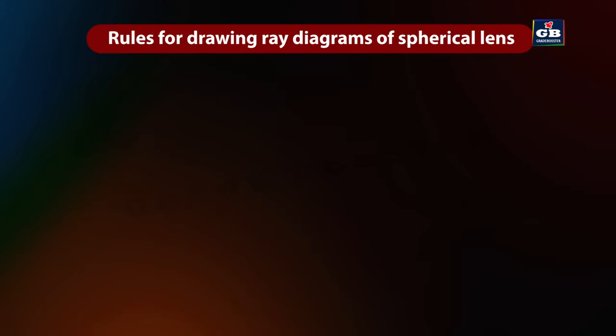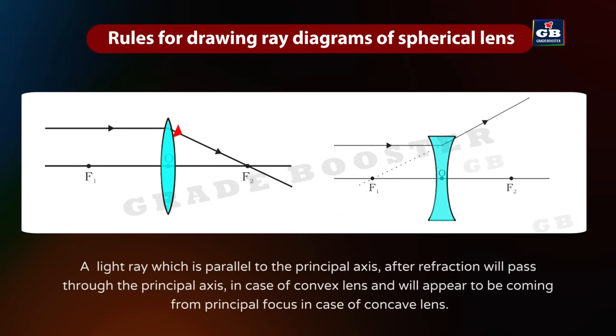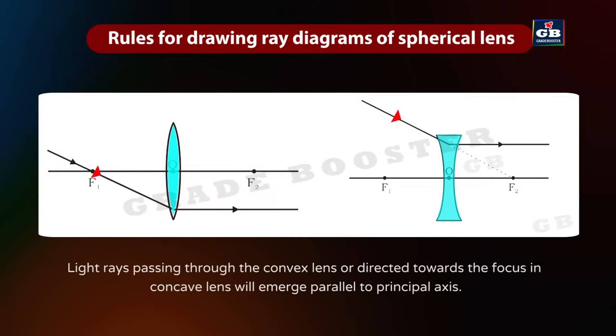Rules for the ray diagram of spherical lens. A light ray which is parallel to the principal axis, after refraction will pass through the principal focus in case of convex lens and will appear to be coming from the principal focus in case of concave lens. Light rays passing through the focus in convex lens or directed towards the focus in concave lens will emerge parallel to the principal axis.